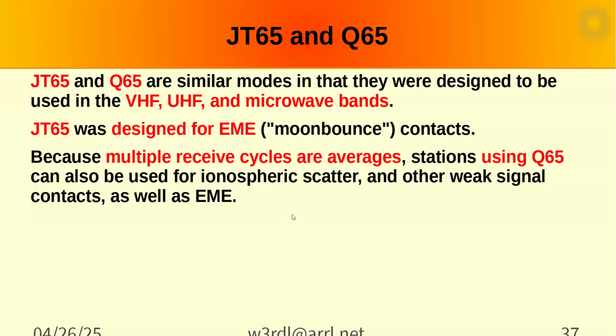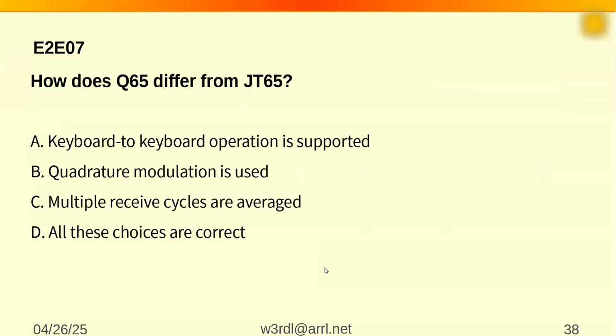So I think that's one reason it may do better on some of these things like tropospheric scatter, meteor scatter, and some of those, and I guess moon bounce. I know you can have what they call libration fading on moon bounce because of the irregular surface, and as the moon's moving, your reflection isn't always at the same angle. How does Q65 differ from JT65? Charlie.